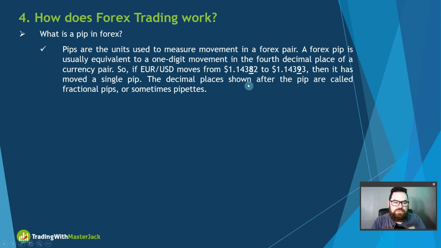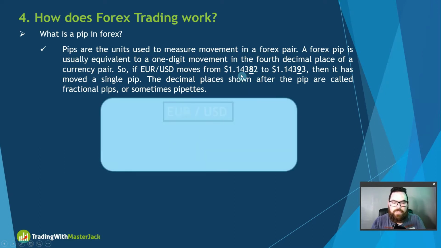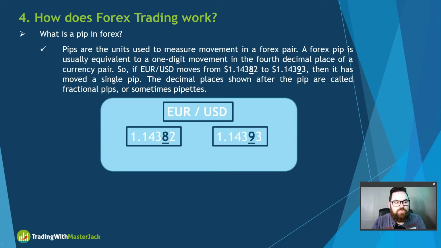The decimal places shown after the pip are called fractional pips or sometimes pipettes, because some brokers quote in fractional pips. So let's just illustrate this change of one pip. We've got the Euro USD going from 1.14382 to 1.4393. That is the 4th decimal place, and that move there is equivalent to 1 pip.